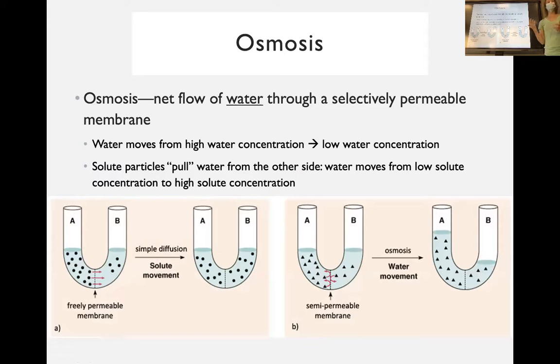Osmosis, by definition, is the net flow of water through a selectively permeable membrane. So our selectively permeable membrane is our cell membrane in this case. You can set up selectively permeable membranes in experiments as well, which is sort of what the original version of this lab without the potato does.